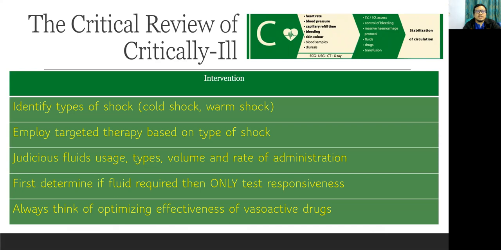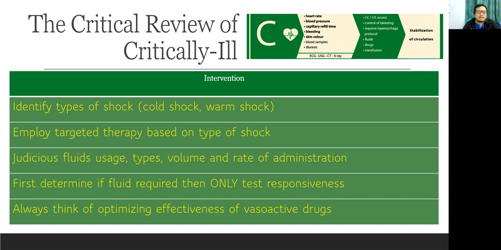Okay. So the intervention, how do you intervene and impact the cardiovascular system? Okay, so you have to identify types of shock, whether it's cold shock, warm shock, and so on. Then you have to employ targeted therapy based on type of shock. You have to use judicious fluid types, volume, and rate of administration. Everything matters, not only the volume, not only the type, but also the rate at which you give it. Patients can develop fluid overload if you give a small amount, not so much fluid, but too fast.